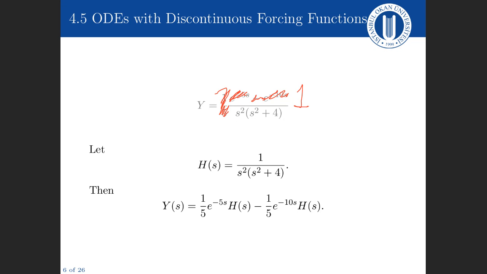Let's suppose instead of the function capital Y, we're looking at the easier function capital H, 1 divided by s squared times s squared plus 4. Then you will note that capital Y is 1 over 5, e to the power minus 5s capital H, minus 1 over 5, e to the power minus 10s capital H.